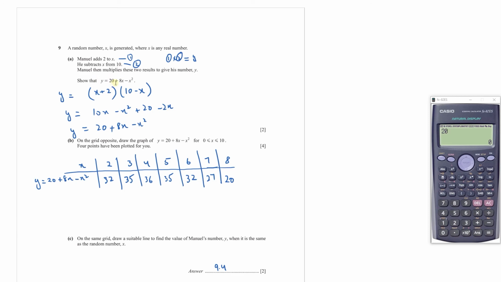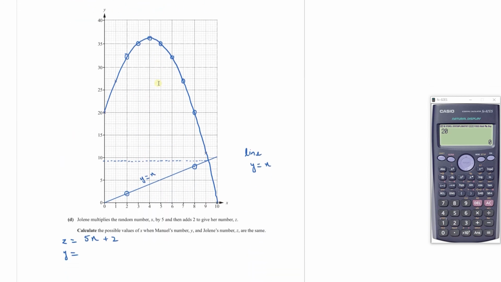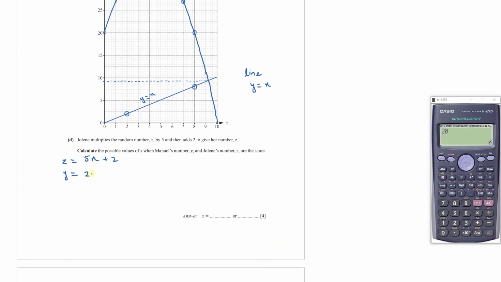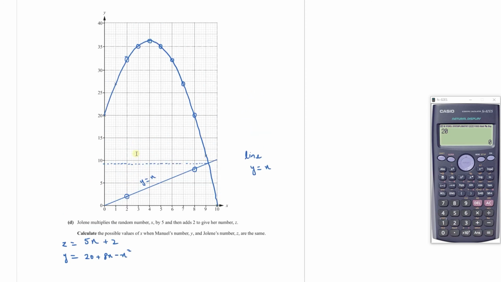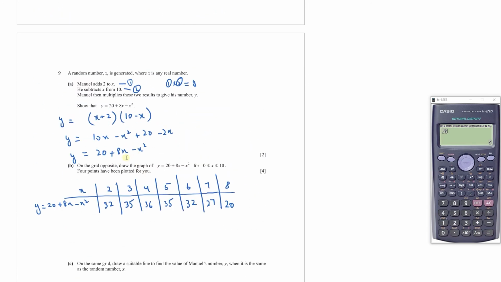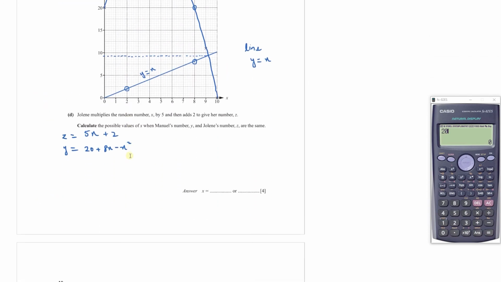Y is this 20 plus 8x minus x squared. So y is 20 plus 8x minus x squared. Okay. So now you're looking for a value of x when both y and z are equal. So that means I can substitute this y into this equation or equate these two. So you're looking for y equals z, right?